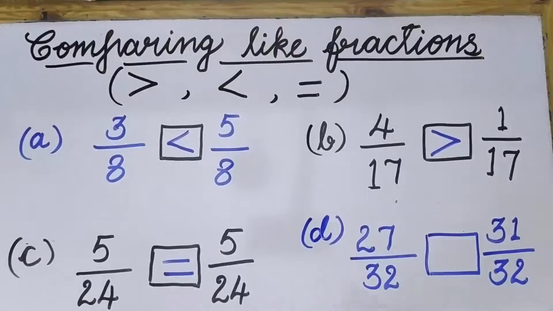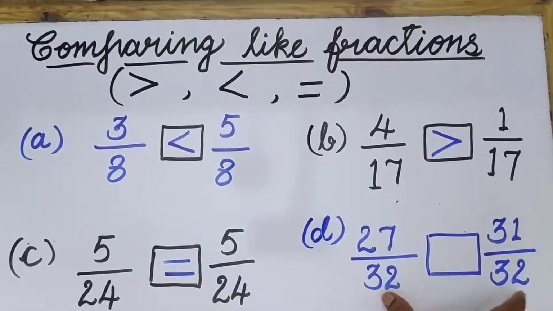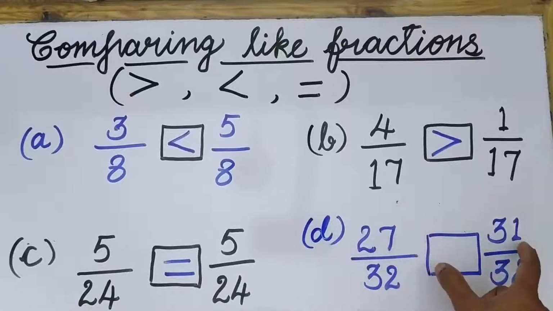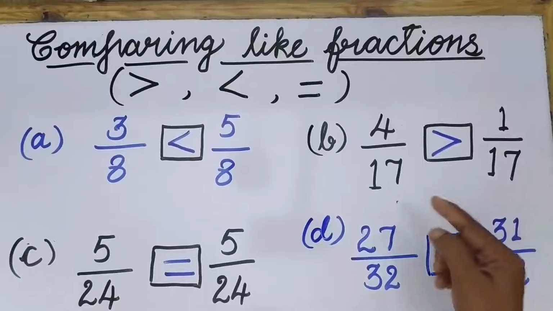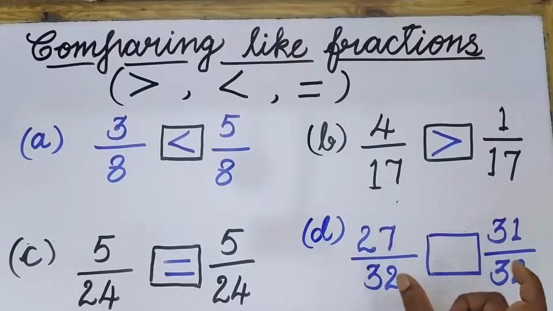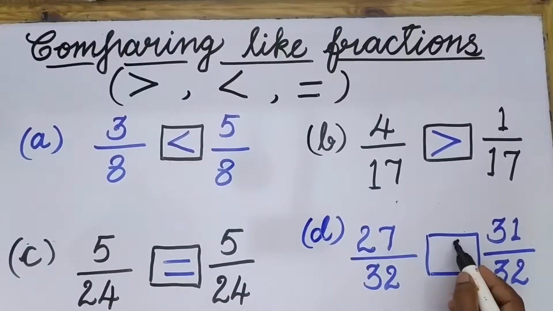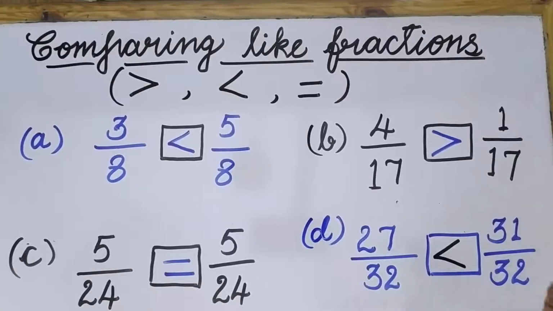Now compare this pair of fractions on your own and solve. Can you tell me the answer? 27/32 and 31/32. These two are like fractions as the denominators are the same. So we need to check the numerators, 27 and 31. Which sign do we need to use? Yes, 27 is less than 31. So this fraction will be less than that fraction. 27/32 is less than 31/32. This is all about comparing like fractions.